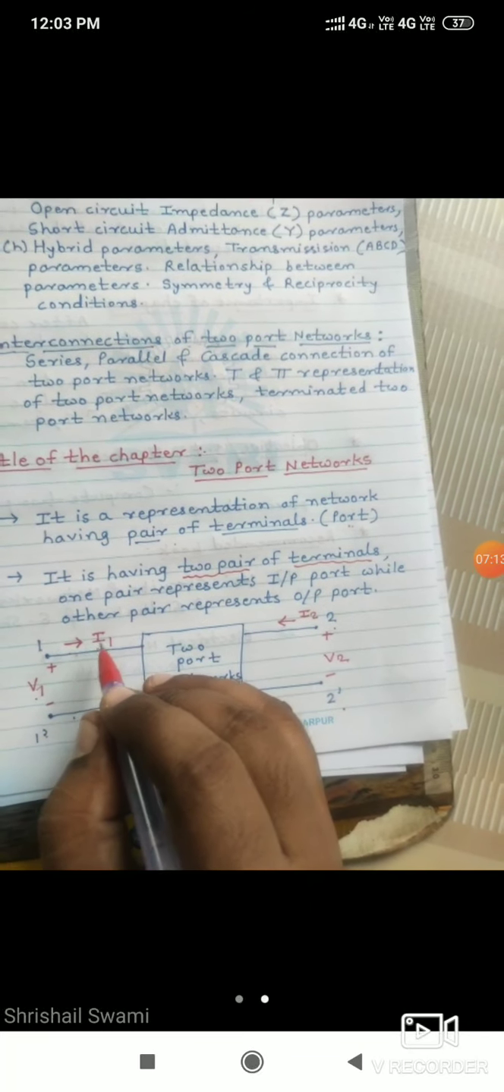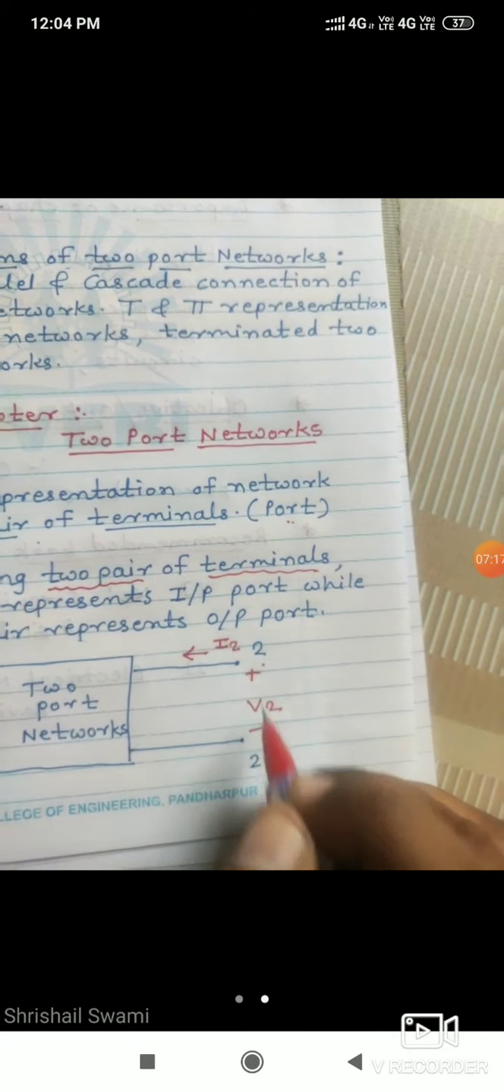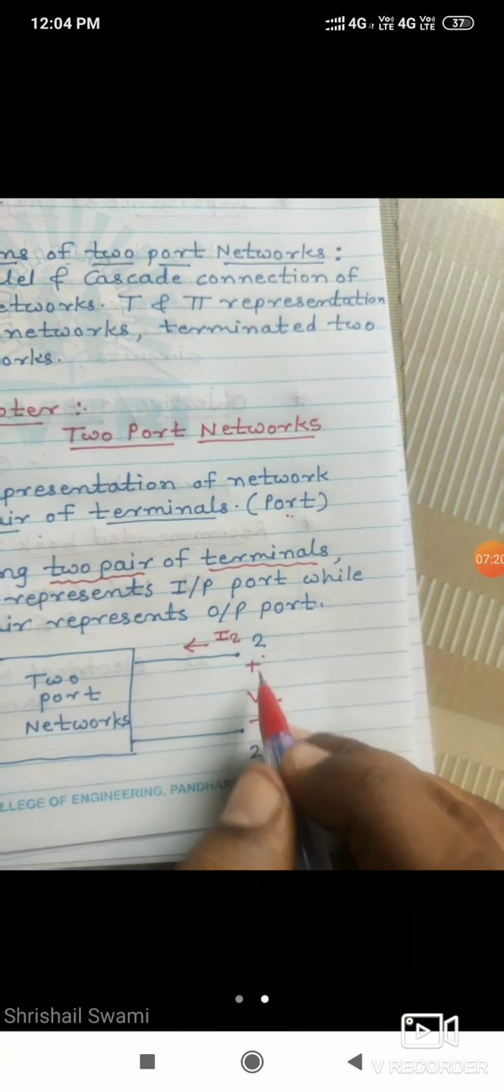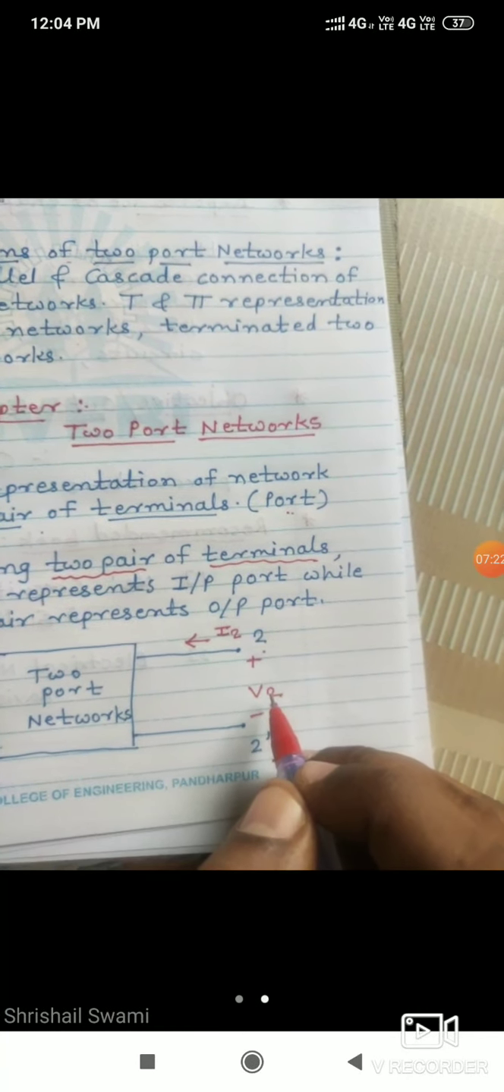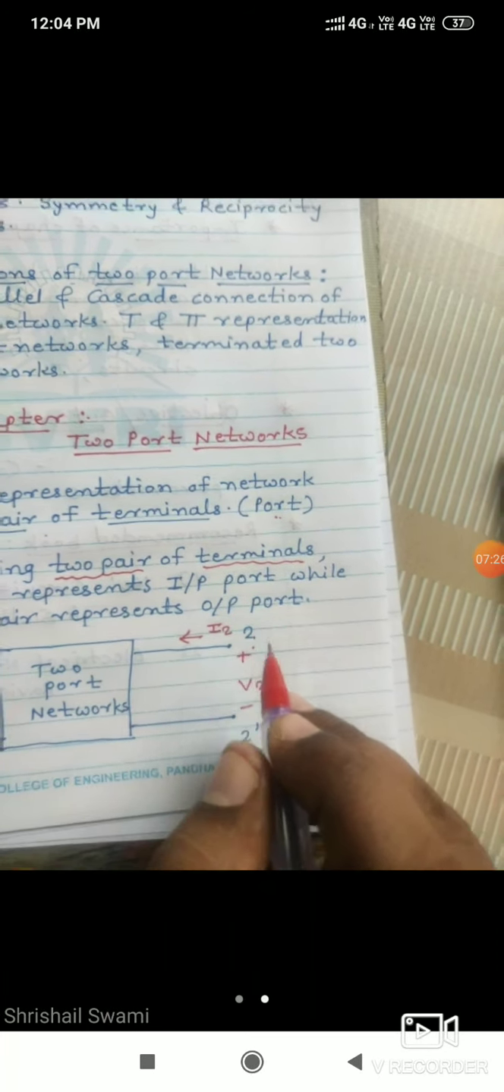Do you understand? So V1, I1: V1 is the port 1 voltage, I1 is the port 1 current. Similarly, 2 dash is the pair of terminals. So plus minus V2 is the port 2 voltage and I2 is the port 2 current. So this is about the title of the chapter.